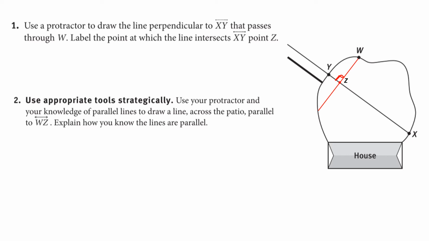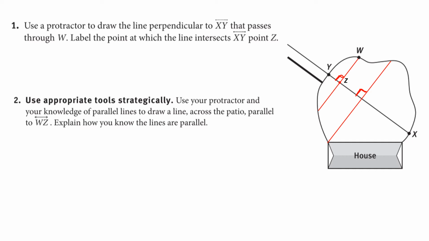Number two, use your protractor and your knowledge of parallel lines to draw a line across the patio parallel to WZ. Explain how you know the lines are parallel. So, here's what I did. I drew another line, okay? Remember, they are both perpendicular. It says explain how you know they're parallel. We know they're parallel because these two angles are corresponding angles.